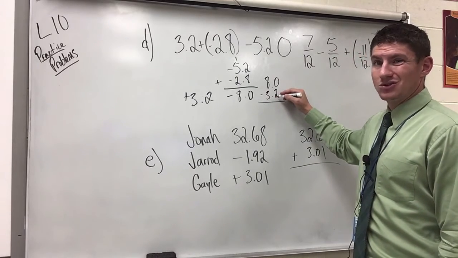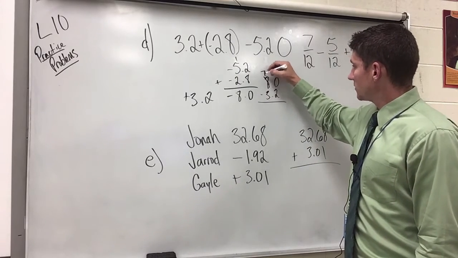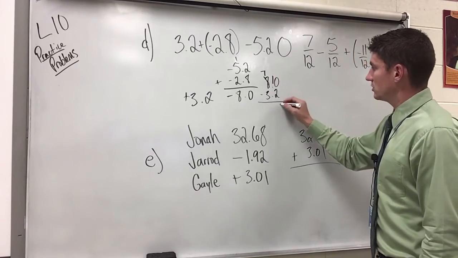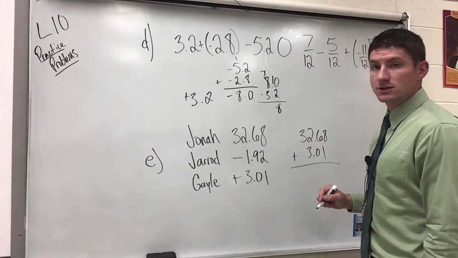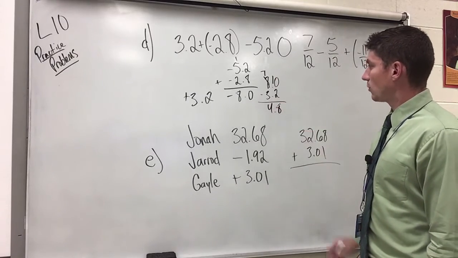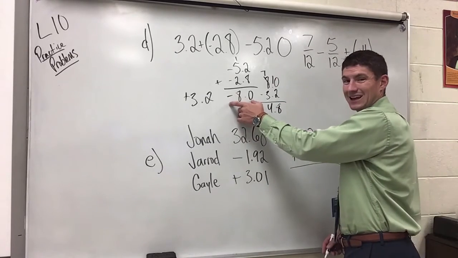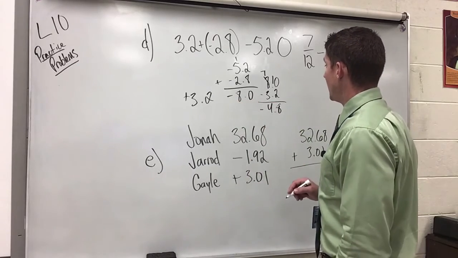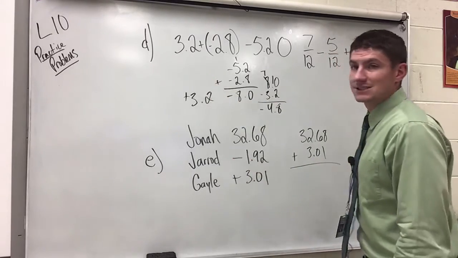0 minus 2 you can't do, so you have to borrow. 8 becomes 7. 0 turns into 10. 10 minus 2 is 8. 7 minus 3 is 4. 4.8. Now because, again, -8 was the larger of the absolute values, this is going to be given a negative value for this left-hand side of the problem.